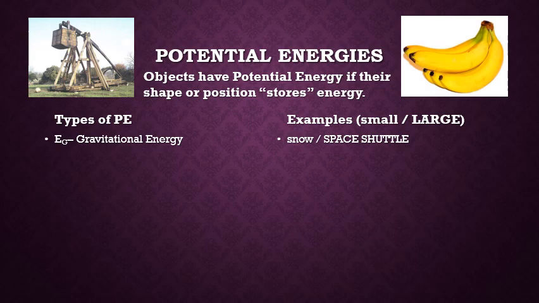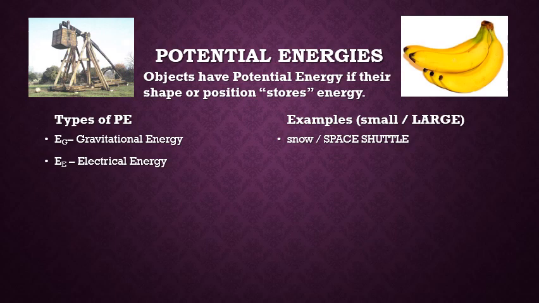Some examples of objects with gravitational energy: snow, which has a little tiny bit of it, and a space shuttle, which has a lot. Obviously, the more mass the object has, the more gravitational energy it's going to have, and also the higher you lift it.